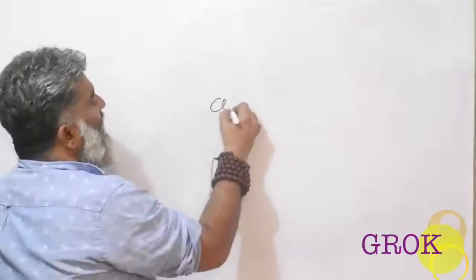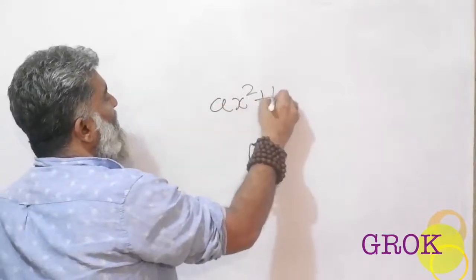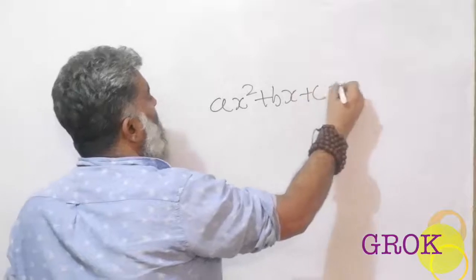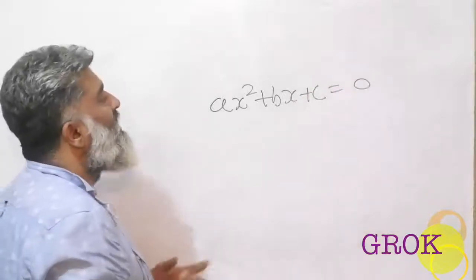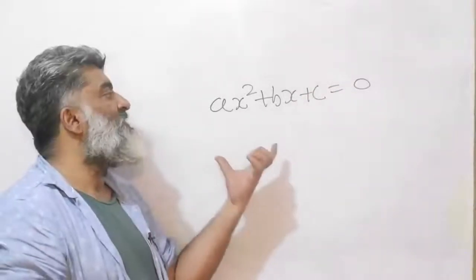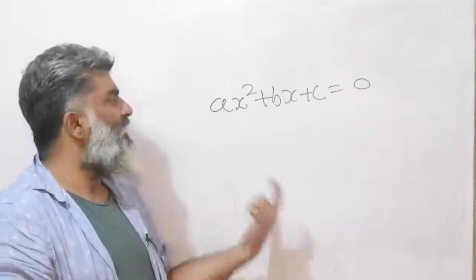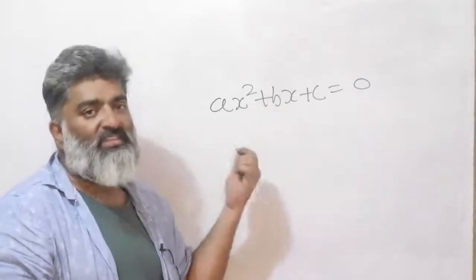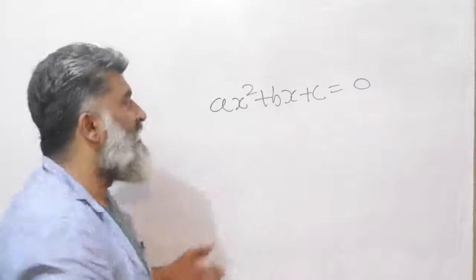So let's quickly look at our standard ax square plus bx plus c. I want to make it equal to 0. And by using this completion of the square method, I want to find the roots for this story, whether it's in abstract a, b and c. Let's see how it works.